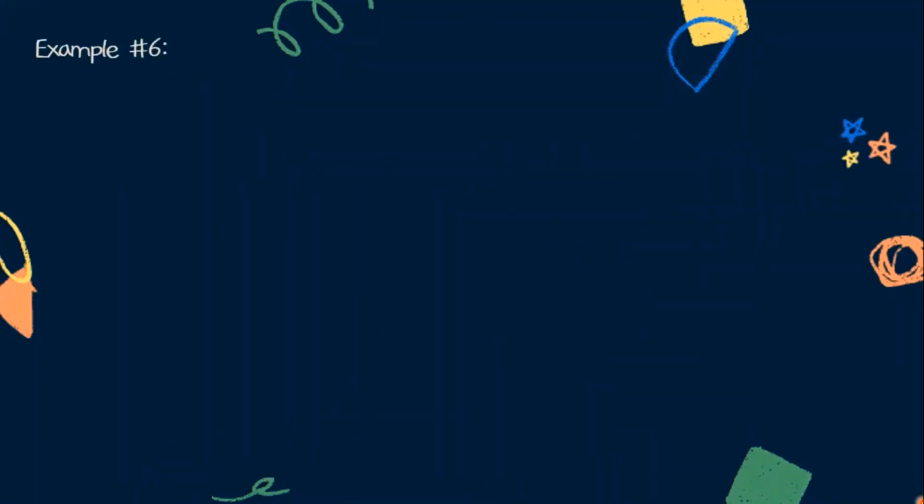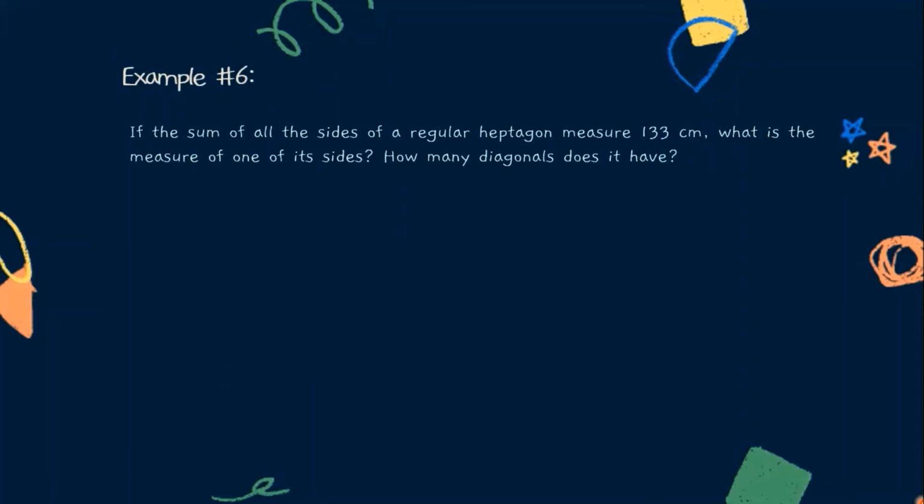Last example, example number 6. If the sum of all the sides of a regular heptagon measure 133 centimeters, what is the measure of one of its sides? And how many diagonals does it have? For this word problem, dalawa ulit yung hinahanap dito. Una ay yung measure of the individual side at diagonal.